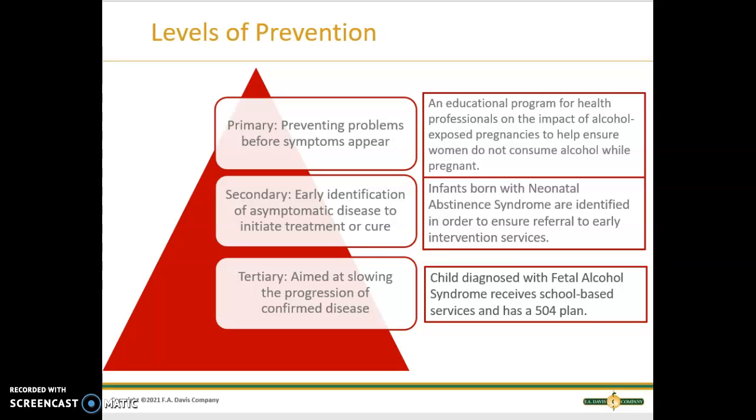Secondary level of prevention is early identification of asymptomatic disease to initiate treatment or cure. So, in this example, an infant born with neonatal abstinence syndrome is identified in order to ensure referral to early intervention services. And then tertiary intervention is aimed at slowing the progression of the confirmed disease. So in this example, a child diagnosed with fetal alcohol syndrome receives school-based services and has a 504 plan.